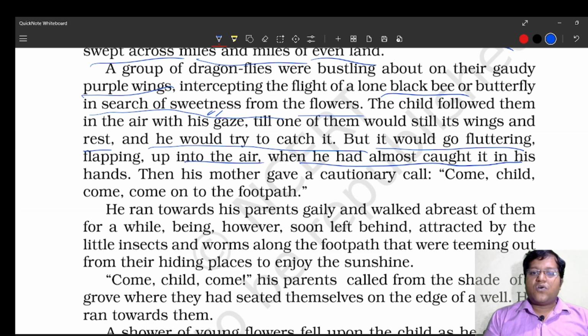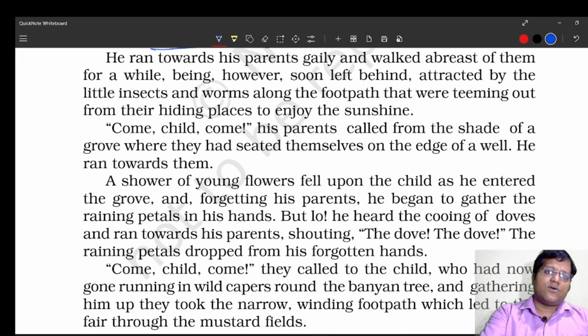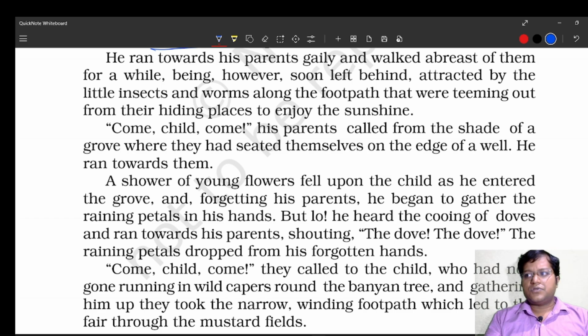When he had almost caught it in his hands, his mother gave a cautionary call. Then the boy again tried to catch the dragonfly. When he was going to be successful, suddenly his mother called him, "Come, child, come on the footpath." So the boy was lagging behind his parents. Then his mother called him, "Come, child, come, because we are going to the footpath. We are entering into the footpath."